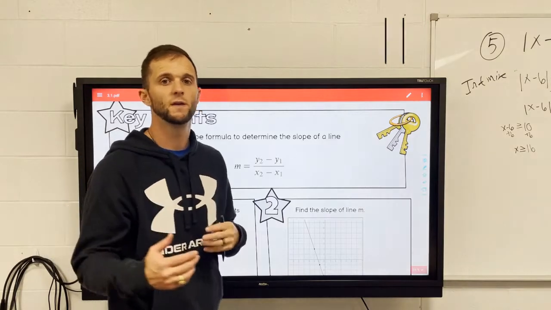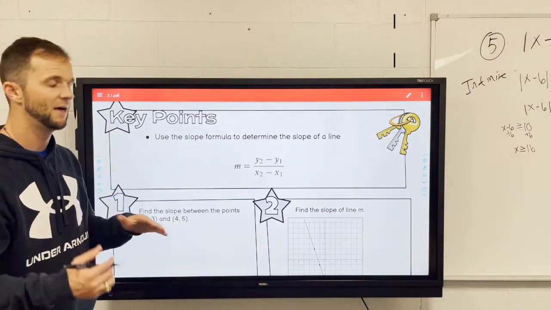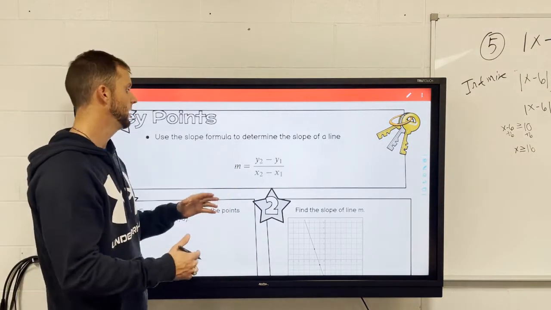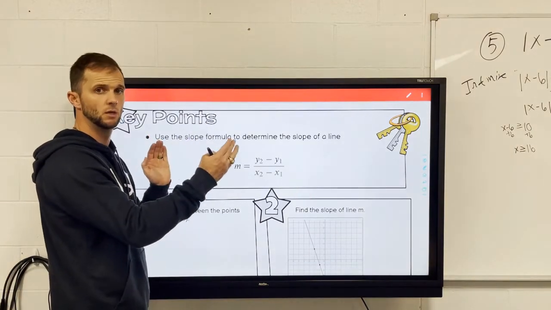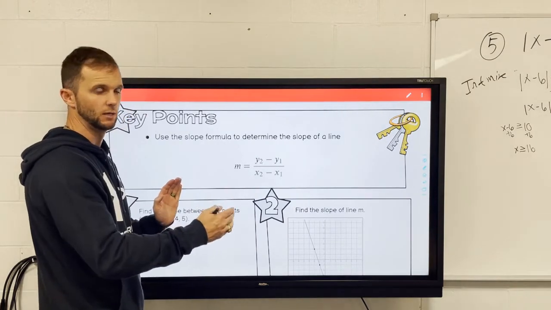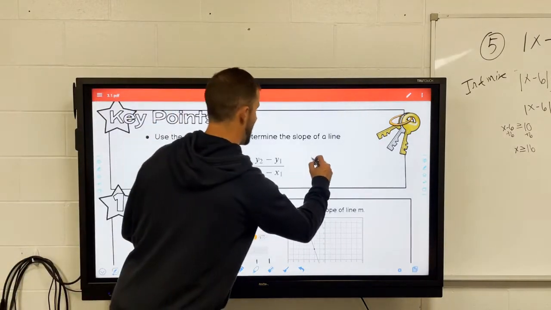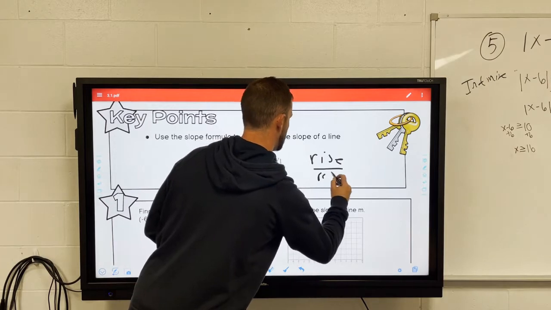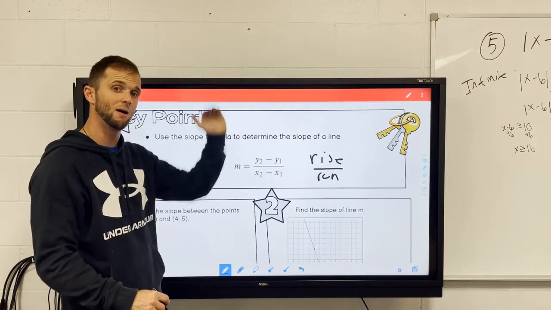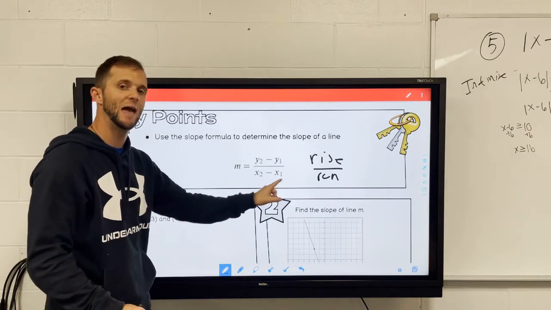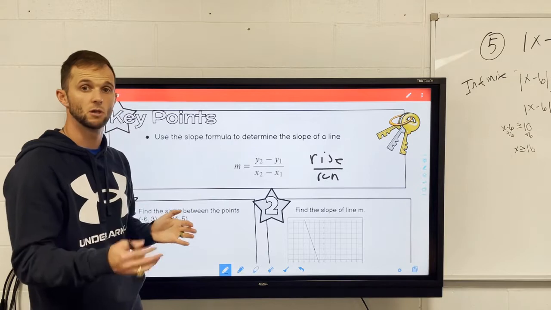All right, so the first key point that we're going to talk about is the formula to determine slope. In math, slope is normally represented as m. Slope is known as the change in y coordinates over the change in x coordinates, but mostly you remember this from Algebra 1 as rise over run. Y2 minus y1 is the change in your y coordinates, up and down, and the change in your x coordinates is your run. So you're going to be using rise over run to determine slope here.